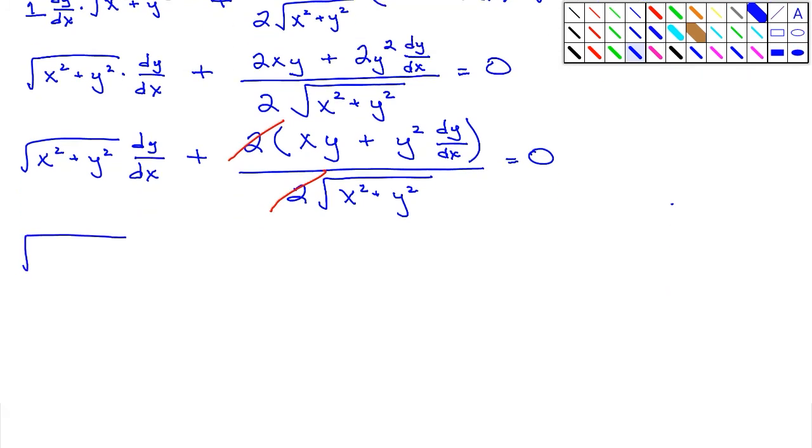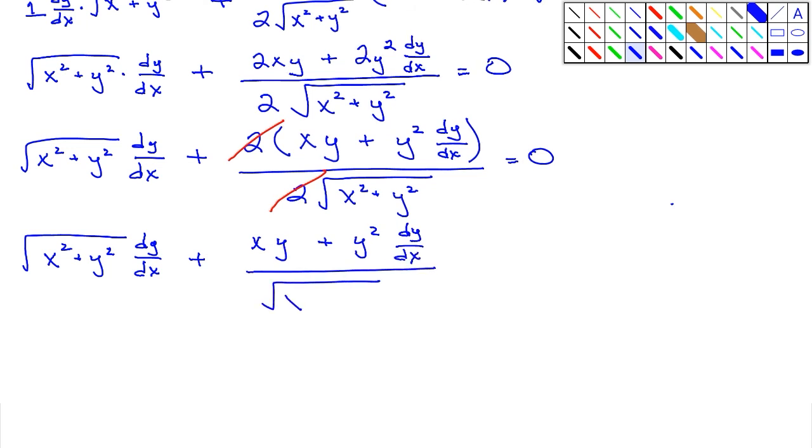And that leaves me with (x squared plus y squared) dy/dx plus xy plus y squared dy/dx over the square root of x squared plus y squared equals 0. Next, I'm going to multiply both sides by the square root of x squared plus y squared.